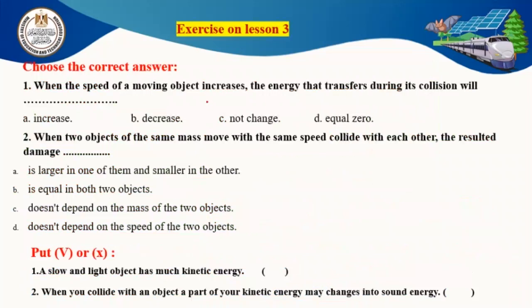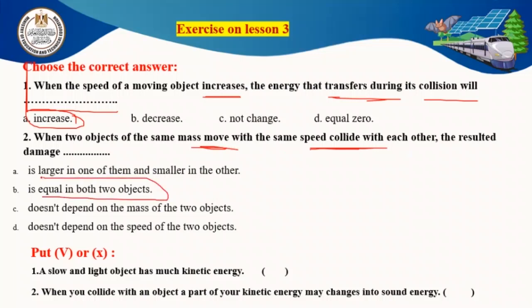When the speed of a moving object increases, the energy that transfers during its collision will increase. When two objects of the same mass move with the same speed and collide with each other, what is the result of the damage? The damage would be equal on both objects, because they have the same mass and the same speed. So the damage would be equal on both cars or both objects.